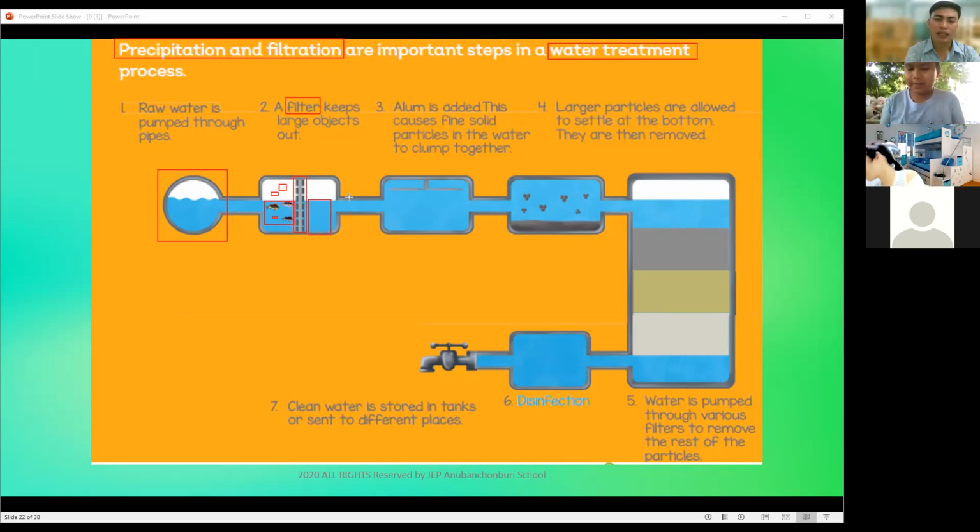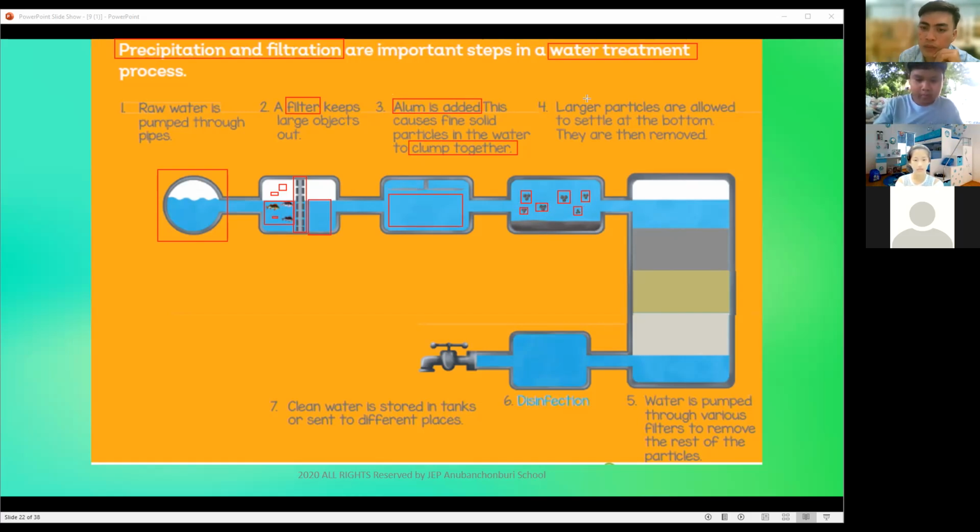Now here in stage number 3, what is added here? Alum is added. Okay, so the solid particles will start to clump together, since we put alum. So in this stage, they added alum. And here in number 4, since we already added alum, the small particles become large particles.